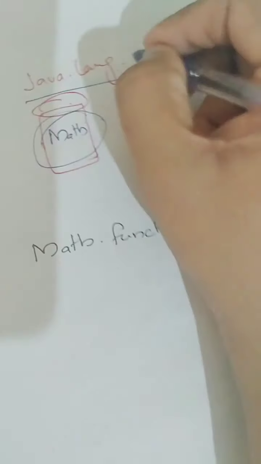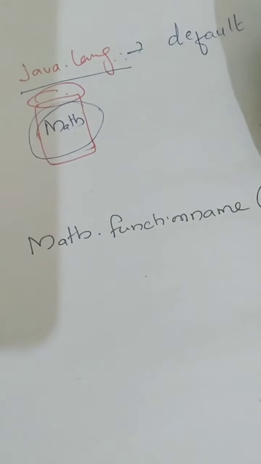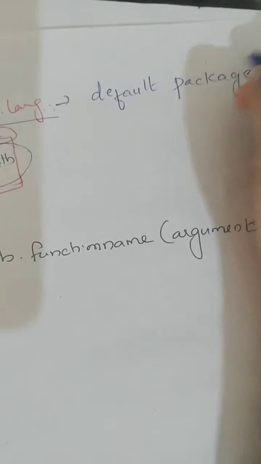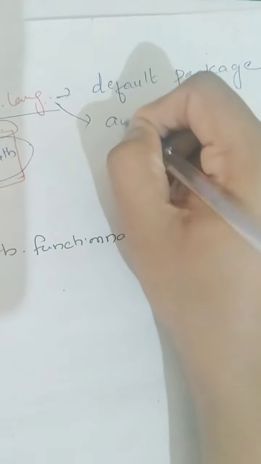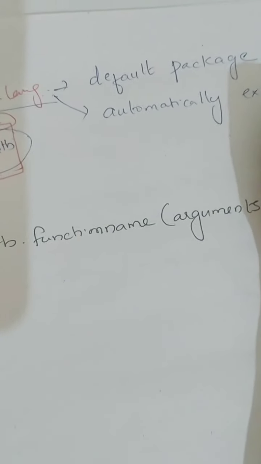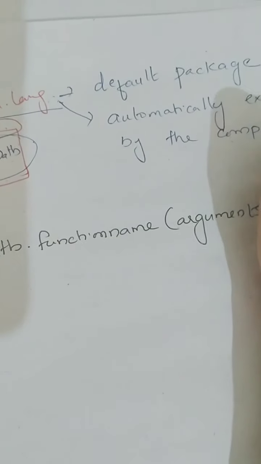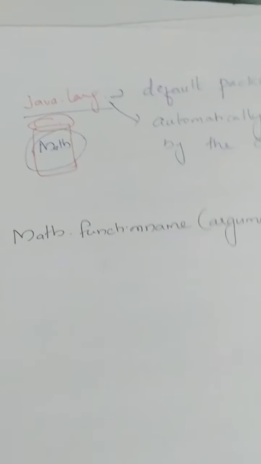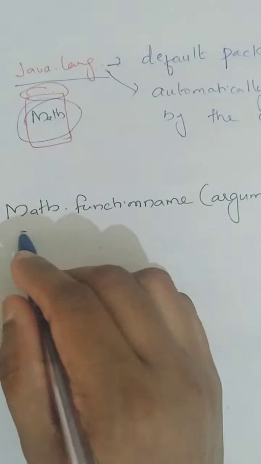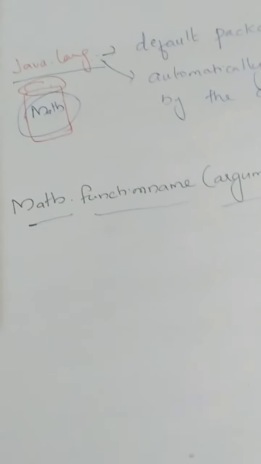java.lang is a default package. It is automatically imported by the compiler. The user need not explicitly specify it. You will learn this in detail in the 8th chapter. Okay, you just learn that Math dot function name with arguments is the syntax. You have many math functions.